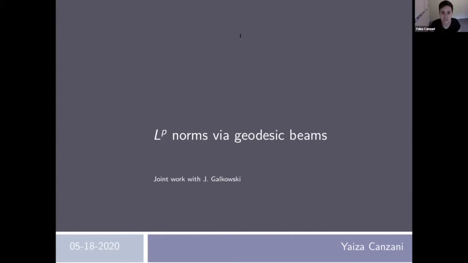Okay, so the goal of this talk is to discuss how eigenfunctions concentrate as measured by their LP norms. And everything I'll discuss today is joint work with Jeff Galkowski. And it builds on work we've been doing for a couple of years now. We developed what we call geodesic beam techniques. And this is a set of tools that allows us to understand eigenfunction concentration on a manifold by understanding how the eigenfunctions localize in phase space. So I'll explain what I mean by this in more detail soon, but now I'm going to start the talk focusing on the end goal, which is LP norms.